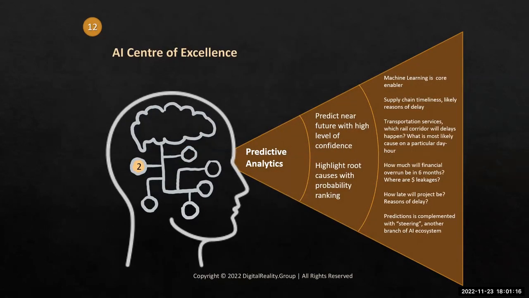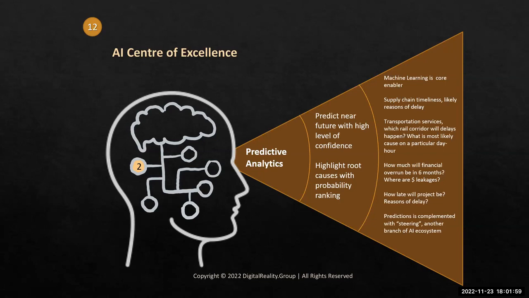The second area is a more involved field. A lot of data scientists are involved: predictive analytics. Basically, this area is the use of algorithms to predict the near future with a high level of confidence. And for more advanced implementations, you can also highlight root causes with probability ranking. If we have time, I've got extra slides after Q&A that will lay out the most popular algorithms being used. If you have time, we'll cover that very quickly. So that's machine learning stuff.